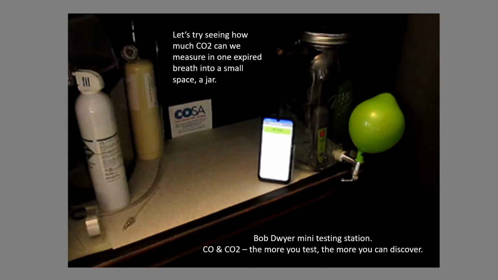Well, here's a little setup for my mini testing station. You can see my gas cans of carbon monoxide gas. And here's a 2-liter jar that was a beverage jar. It's got a spout on it. I've used it with testing before. It's got a sealed lid on the top. I also have a lid that has a hole in it. And in this particular case, I took one breath of air, and I blew it into a balloon. So let's see how much CO2 we can measure in one expired breath into a small space into this jar.